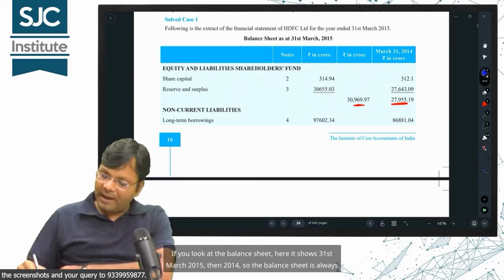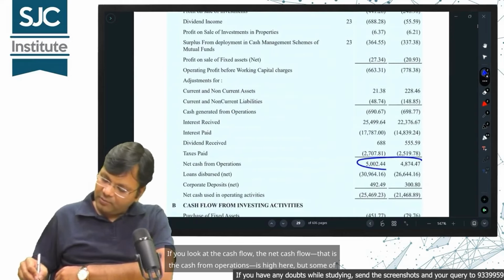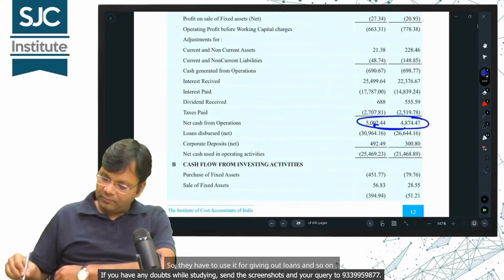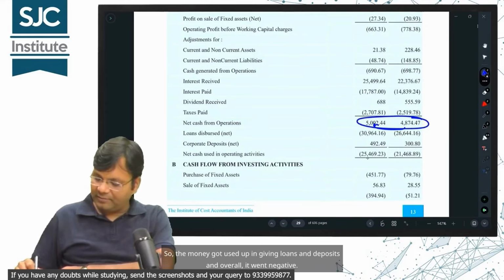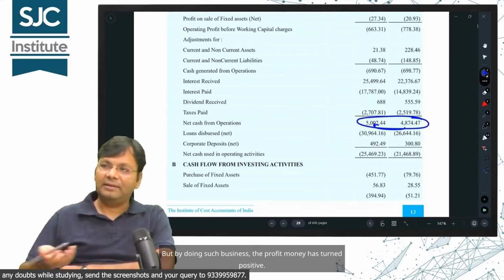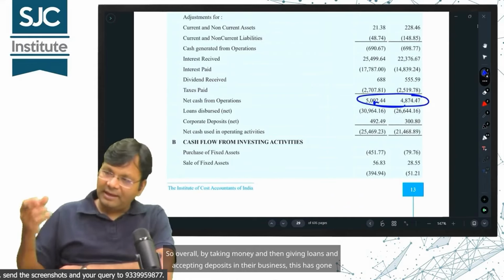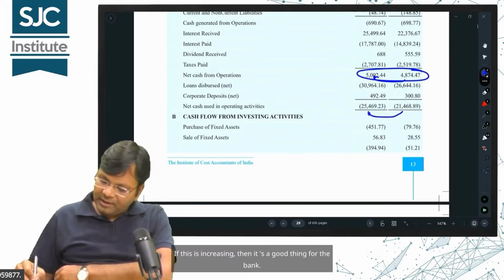So how do you read it? See, you read it from the cash flow itself. If you look at the cash flow, the net cash flow, that is, the cash from operations, is high here, but some of that money is with the bank, right? So, they have to use it for giving out loans and so on. So, the money got used up in giving loans and deposits, and overall, it went negative. But by doing such business, the profit money has turned positive. So overall, by taking money and then giving loans and accepting deposits in their business, this has gone into net negative. If this is increasing, then it's a good thing for the bank.